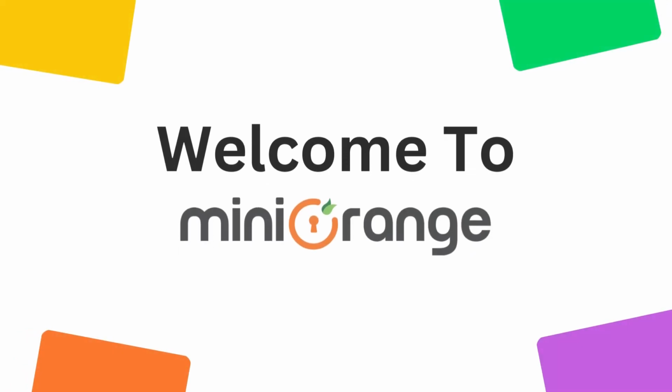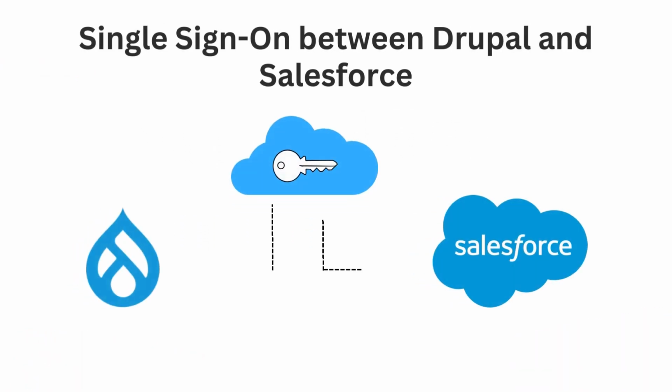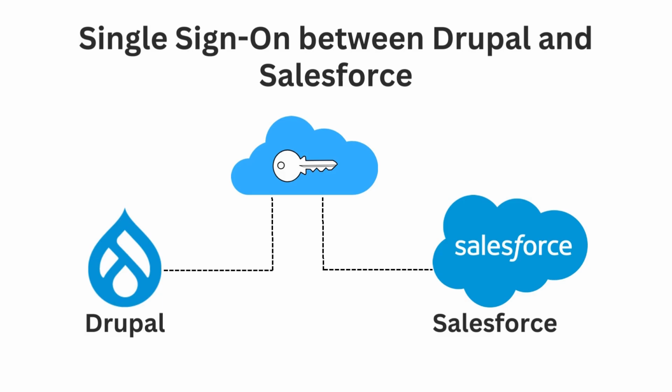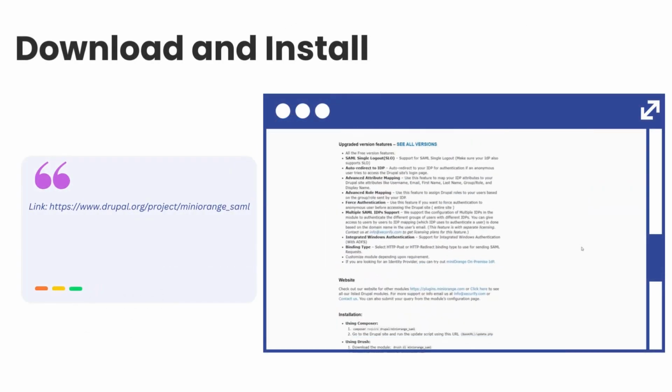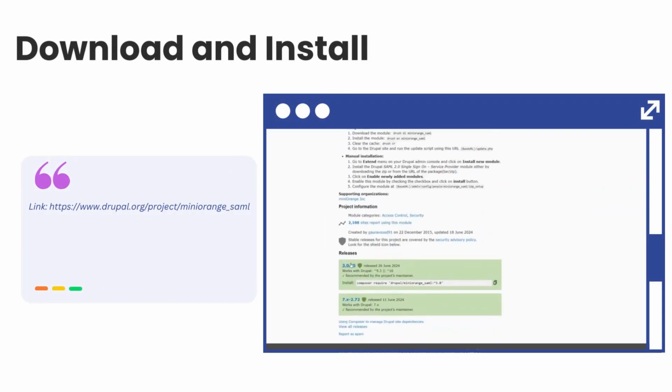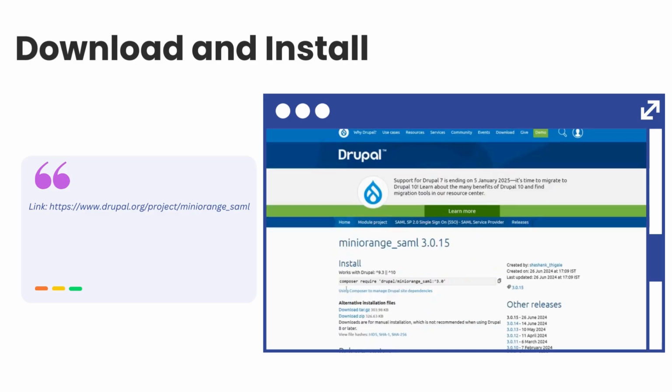In this video, we will configure the Drupal SAML SP module with Salesforce. Before proceeding, you need to download and install the Drupal SAML SP module to your Drupal site. We already have a module installation setup guide. You can find a link in the description.